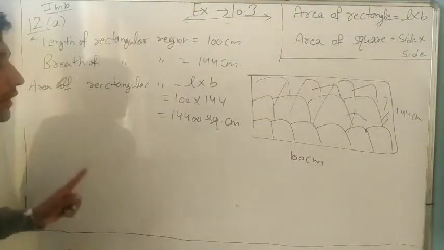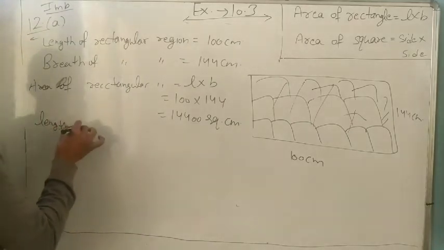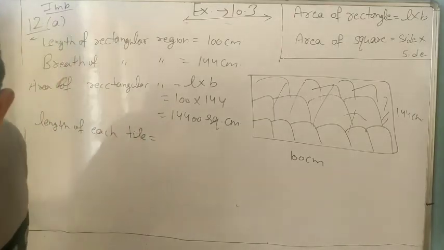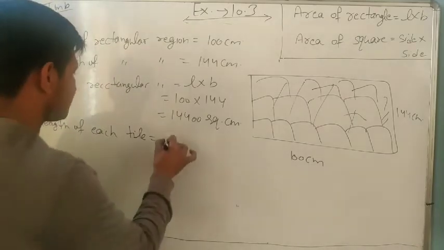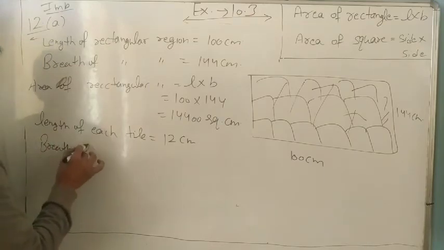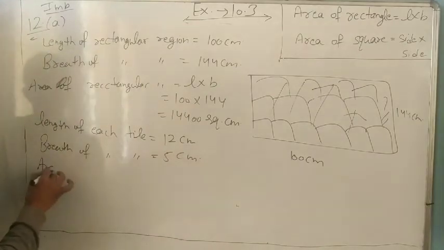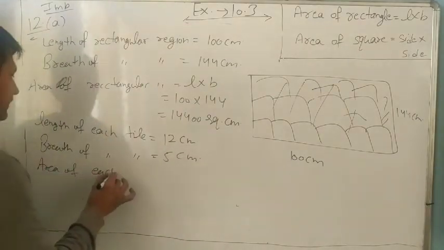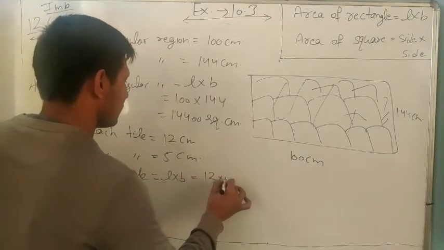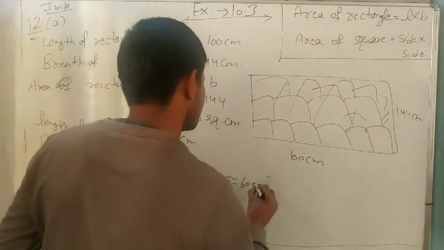So first we will find the area of one tile. Write length of each tile: 12 centimeter. Breadth of each tile: 5 centimeter. So we will find area of each tile, length into breadth, 12 into 5. How much? 60 square centimeter.